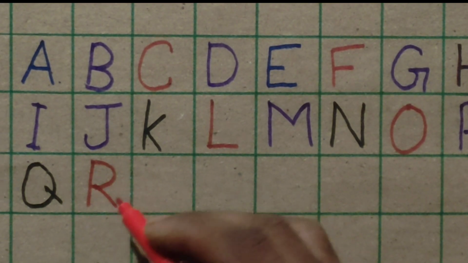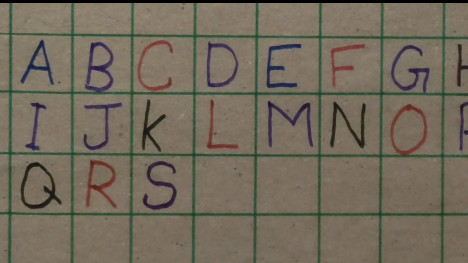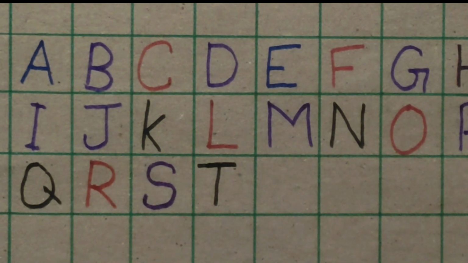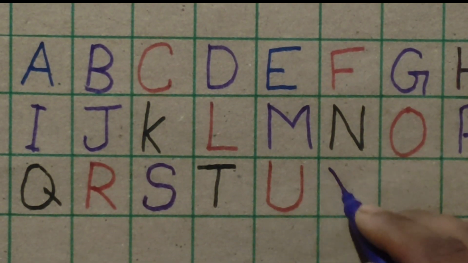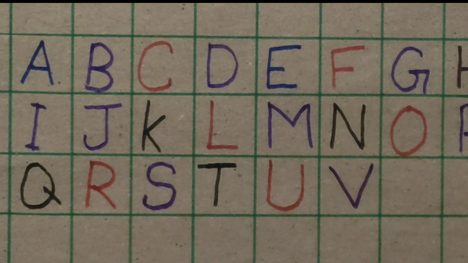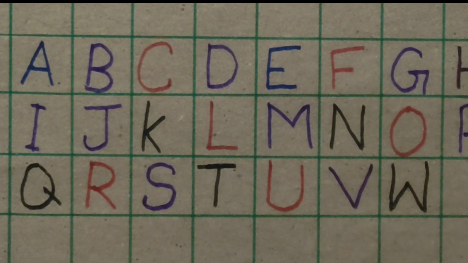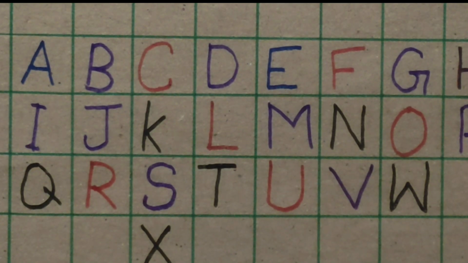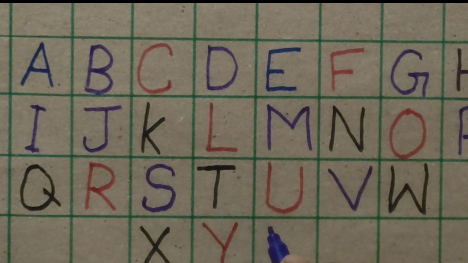R for rabbit, S for sun, T for tiger, U for umbrella, V for van, W for watch, X for Xmas tree, Y for yak, Z for zebra.